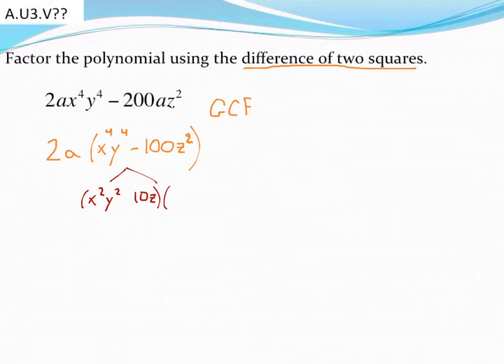And you'll have two sets of parentheses. They're going to be identical to each other, with the only difference being one will have a plus sign and one will have a minus sign. So I'm going to factor this down into x squared y squared plus 10z and x squared y squared minus 10z. Don't forget to bring down your GCF along with that, so that 2a will be in front.